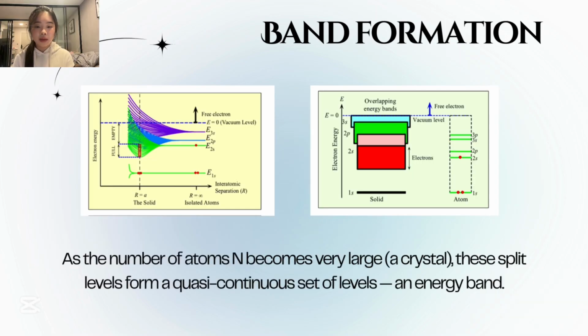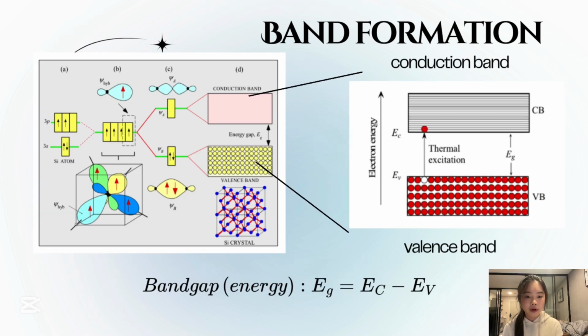As the number of atoms N becomes very large, in a crystal, these split levels form a quasi-continuous set of levels, an energy band. The lower band formed from bonding orbitals is the valence band. Top energy is Ev. The higher anti-bonding band is the conduction band. Bottom energy is Ec. The band gap is the energy difference between the conduction band minimum and valence band maximum, which is from this equation, Eg equals Ec minus Ev.